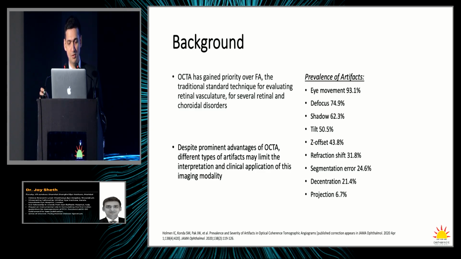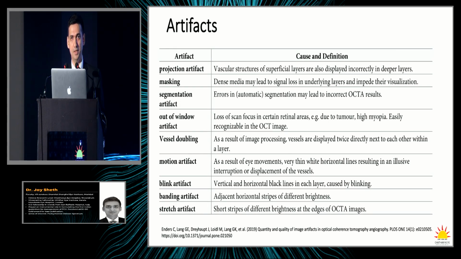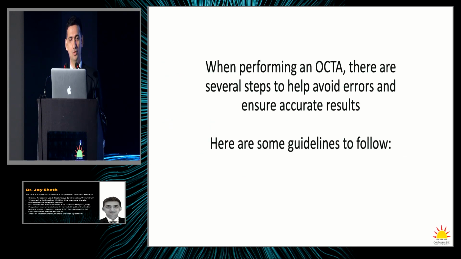artifacts. So this was one very interesting paper that was published in JAMA that analyzed around 450 OCTA images, and it showed that the prevalence of artifacts was as high as 90%. So the motion artifact was 93%, followed by the defocus and the shadow. And not just these, there are a plethora of other artifacts seen on OCTA images that limit our ability to actually interpret these angiographic tests. So I will just discuss a few pearls and tips to get this imaging done correctly.